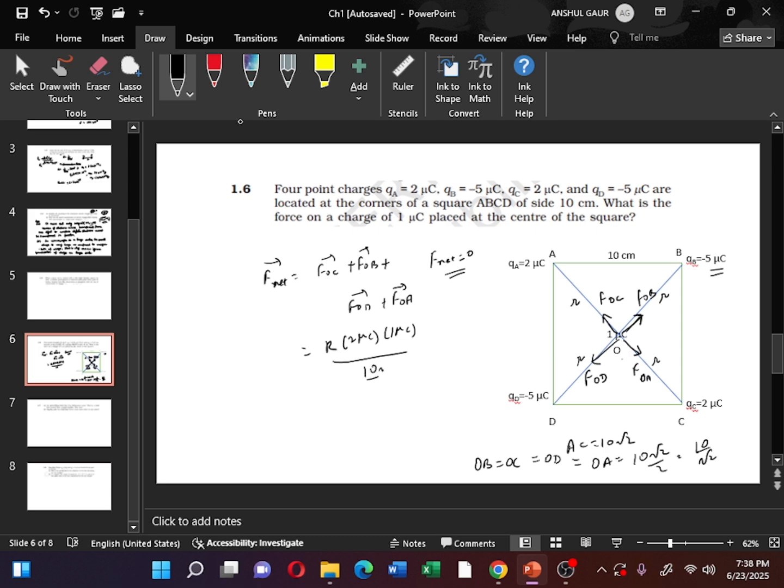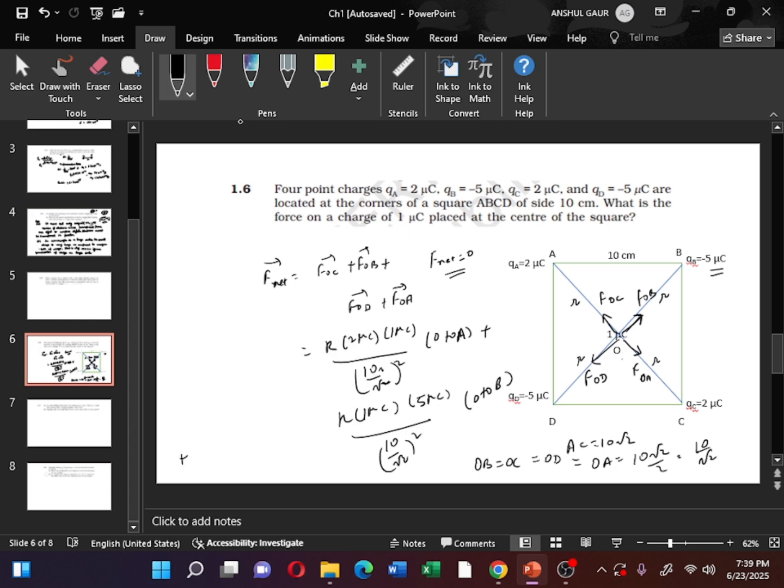So 10 upon root 2 is the value of r, and its square, and the direction is from O to A. Then FOB is K times the other charges, which are now the charges involved: 1 microcoulomb charge and the second one is 5 microcoulomb charge, upon 10 upon root 2 whole square, and the direction is from O to B. And in the first case FOC, direction is from O to A.